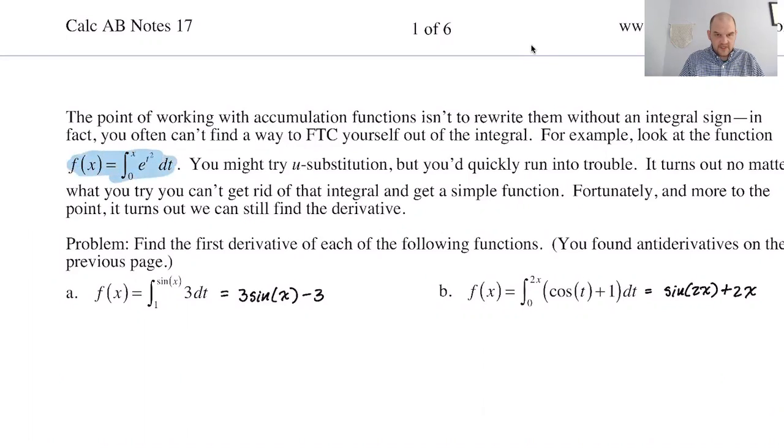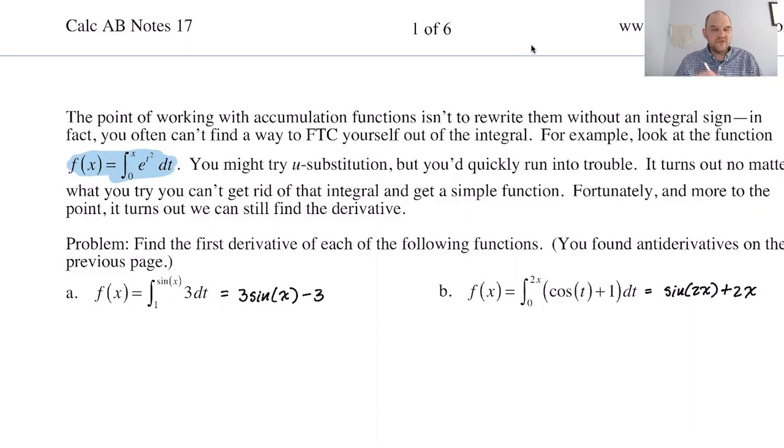So maybe your accumulation function looks like that. Do you know a function whose derivative is e to the t squared? I guarantee you that you do not, because this doesn't have a simple antiderivative. So we can't look at that and just be like, oh, e to the t squared, that's the derivative of what? It doesn't have one.